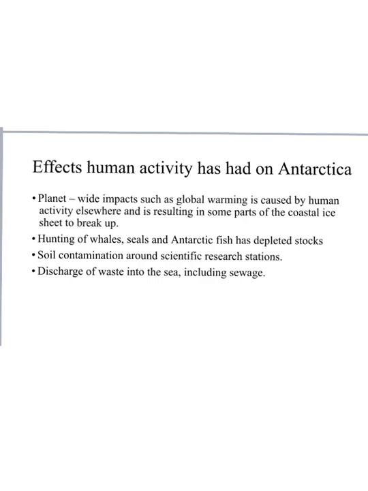Hunting of whales, seals and Antarctic fish has also depleted stocks, which is also linked with sustainable fishing and overfishing. Soil contamination around scientific research stations. Seeds and algae and things have come off people's shoes and landed in the ground of Antarctica. Discharge of waste into the sea, including human sewage from these places, has also caused pollution.